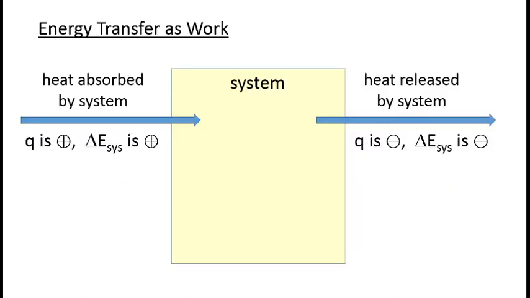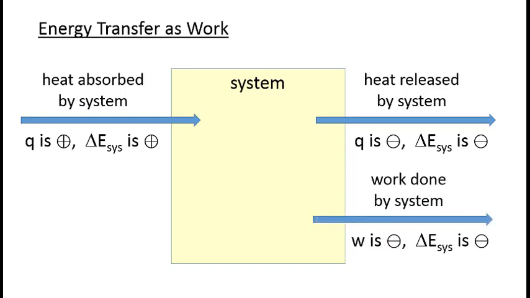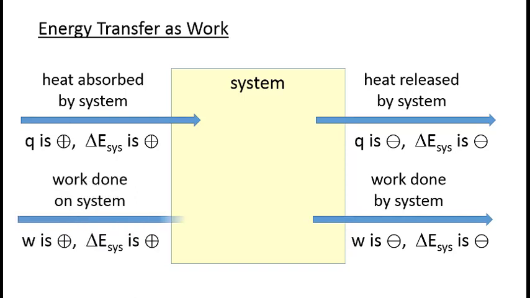Back to our bank picture of the system. If work is done by the system, it is like a withdrawal of energy that goes into the surroundings. Much like you moving furniture, W is negative, and the energy content of the system goes down, so delta E of the system is negative. If work is done on the system, the value of W is positive. Energy is put into the system. Delta E of the system is positive.